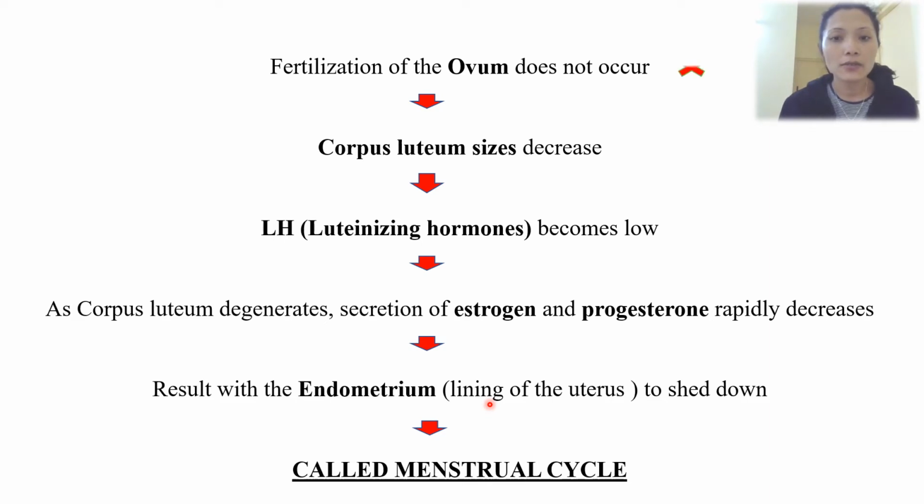So I made it in a very simpler form again. This is with a symbol of a cross, which means that ovum fertilization did not occur. Furthermore, reduction in the corpus luteum, then the luteinizing hormone is reduced, and the secretion of estrogen and progesterone is also reduced, leading to the endometrium shedding, which is called the menstrual cycle.